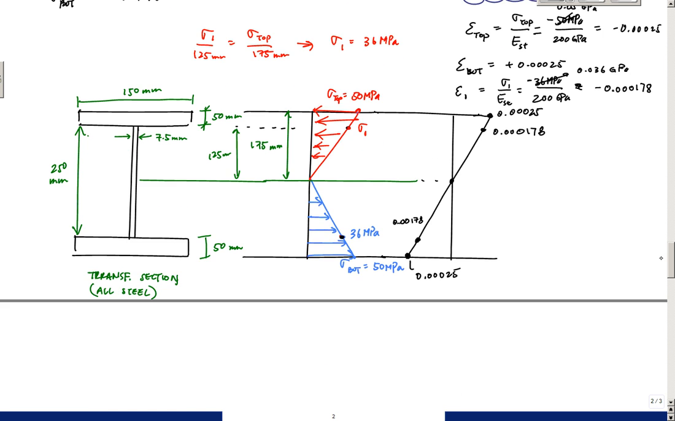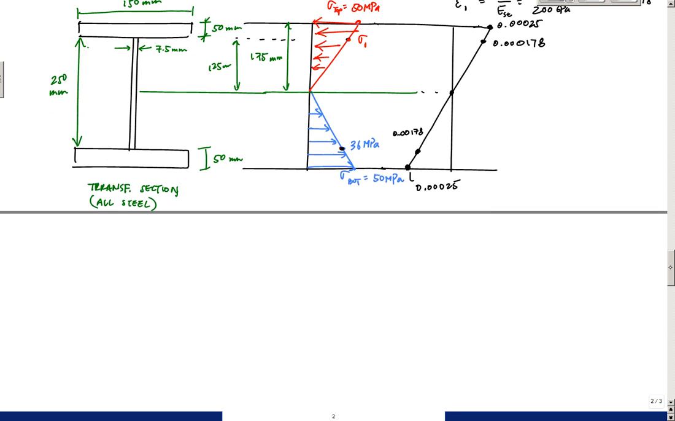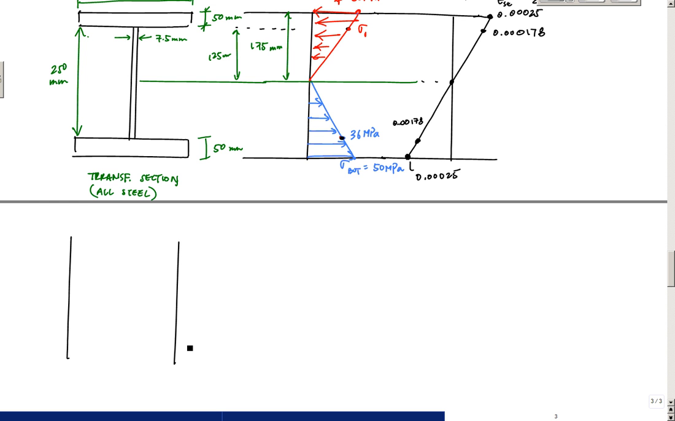And now, last but not least, I want to draw my composite section. I want to bring everything back. From the strain profile, all I have to do is multiply every region by the appropriate modulus of elasticity, and I will have the stresses in each of the materials or in each of the locations. I'll just get a stress profile from there. And so here is my composite section.